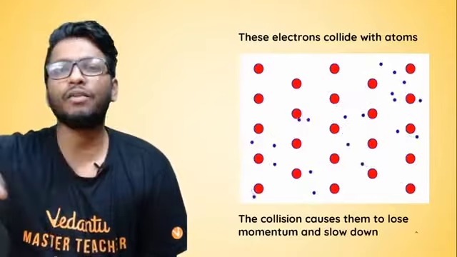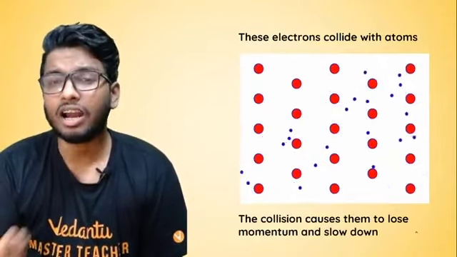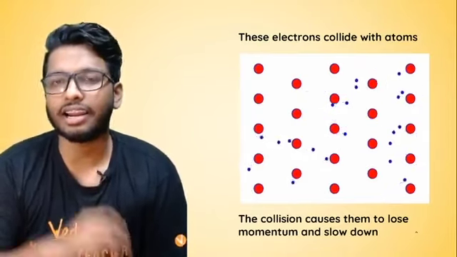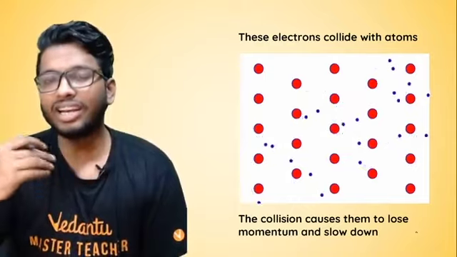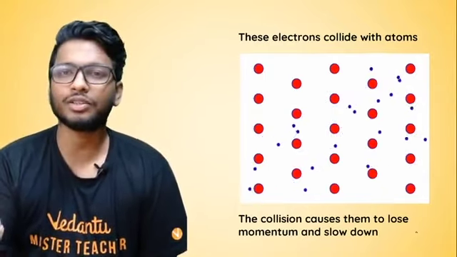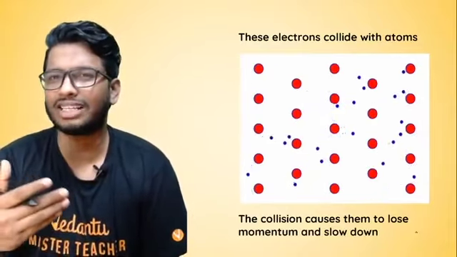And as they are moving from one end to another, they start colliding with the other electrons and the protons present inside that conductor. And when it is doing so, the momentum of the electron is lost. Now, it's much easier to understand with a very simple example.